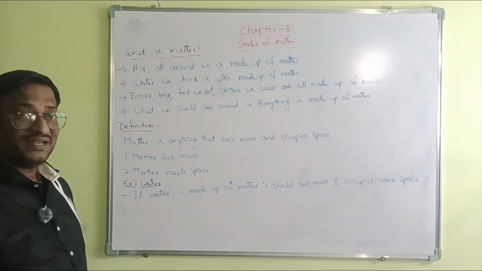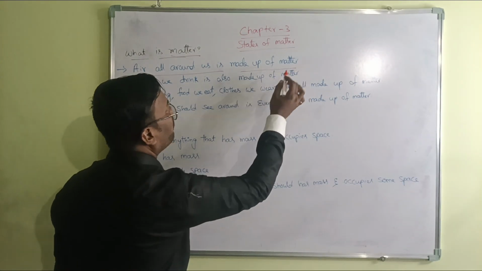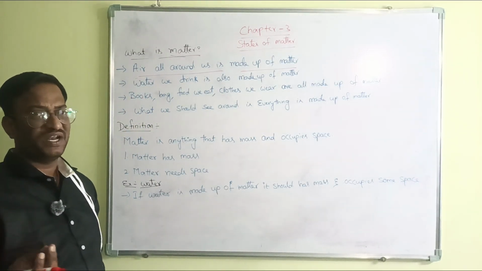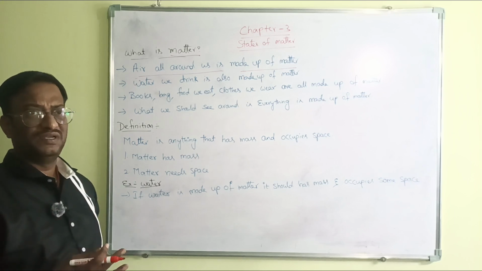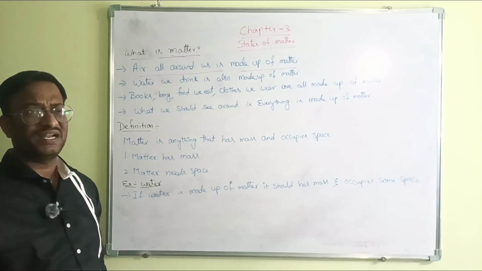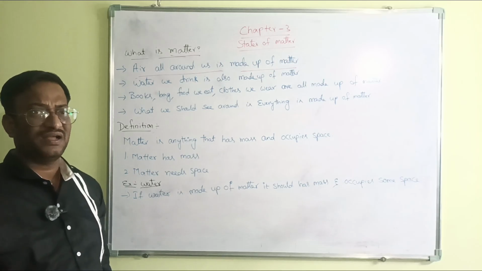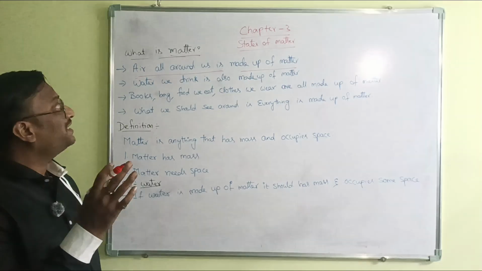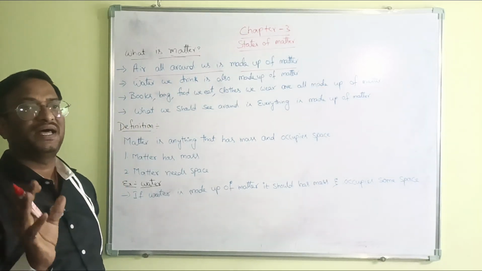What is matter? Air all around us is made up of matter. We cannot see the air with our naked eyes, but there is air, definitely, we all know it. Because air consists of different kinds of gases: oxygen, nitrogen, carbon dioxide, etc. So the air all around us is made up of matter.